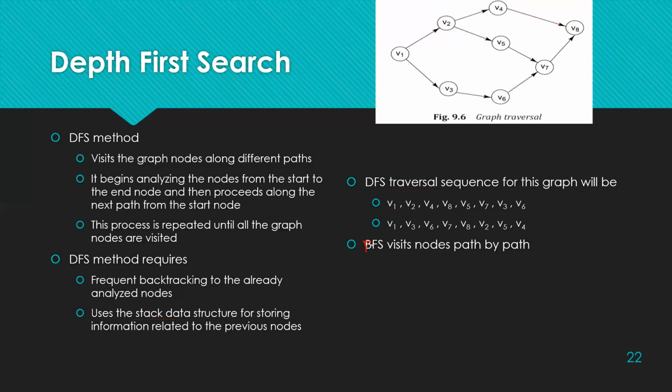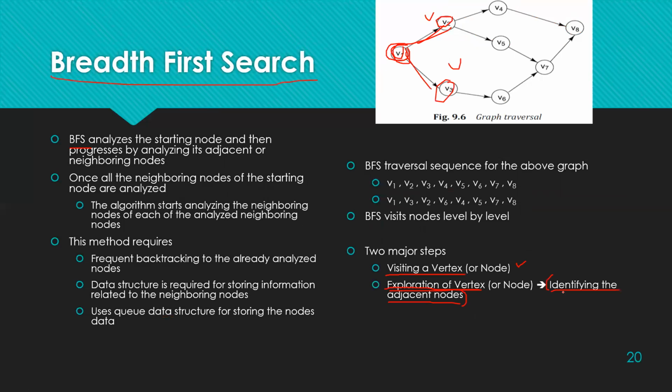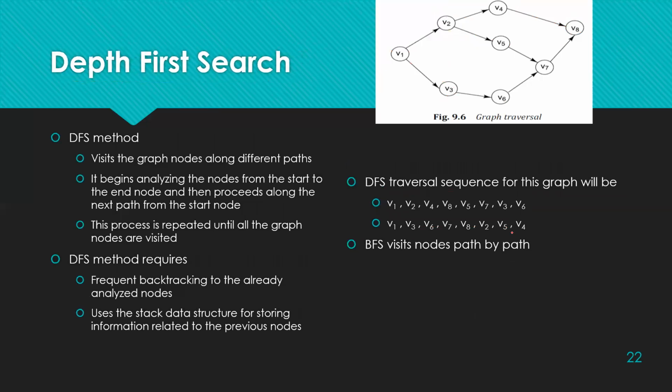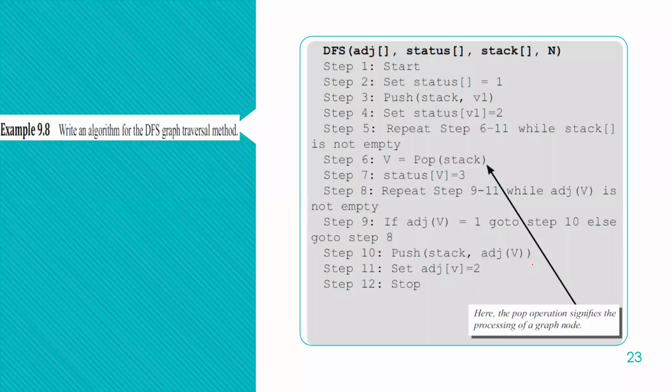This is DFS. DFS visits nodes path by path. That is, if one path is complete, then it traverses the nodes and sees whether any other possibility exists over here. In BFS, you are traversing node by node, level by level. But in this case, you are going path by path. So this is actually DFS. That is the algorithm they have specified over here.